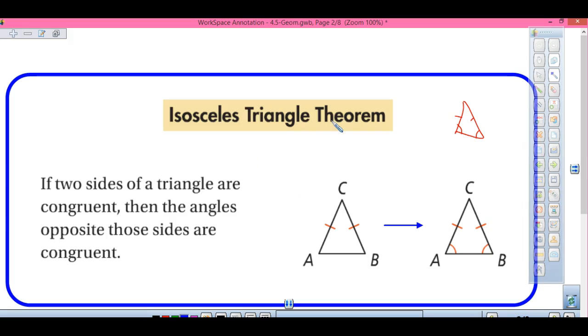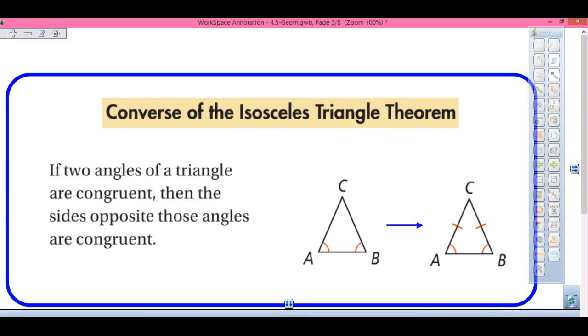Meanwhile, if it's drawn this way, and these two sides are congruent, these two angles would be the ones that are congruent. See the difference there? And then the opposite is true. If I've got two angles that are congruent on the bottom, the sides are also congruent.